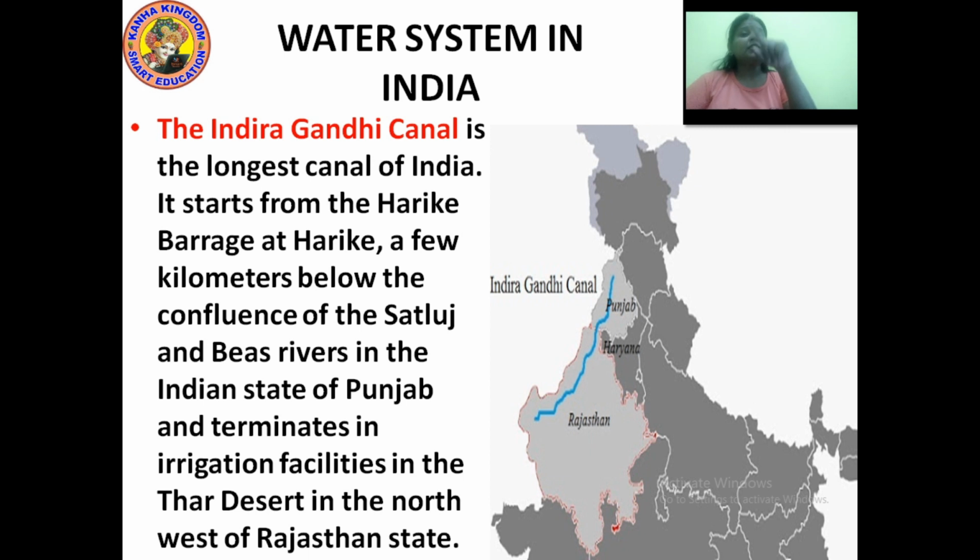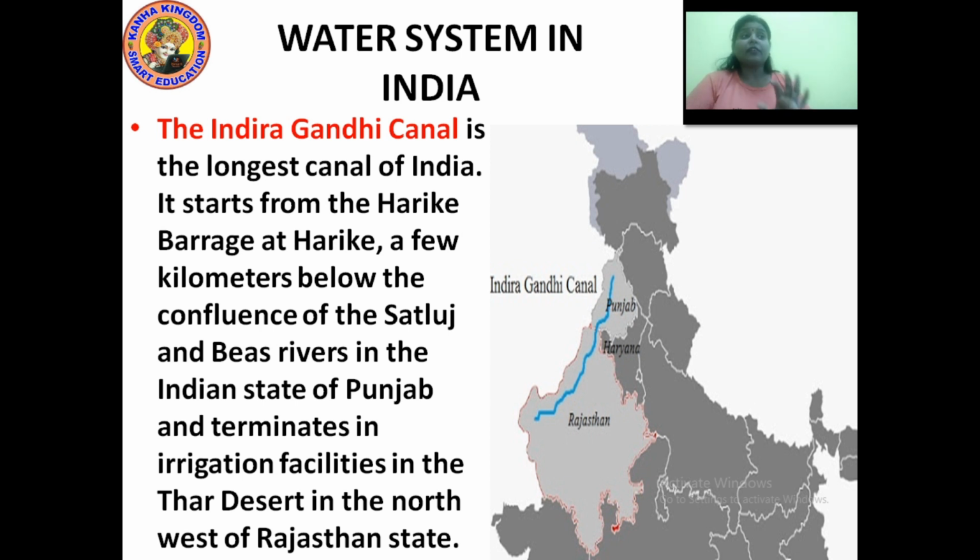Now see in this map, are you able to see this blue line? This blue line is the Indira Gandhi Canal, which is the longest canal of India. It starts below the Satluj river and comes down to the Thar Desert in Rajasthan.